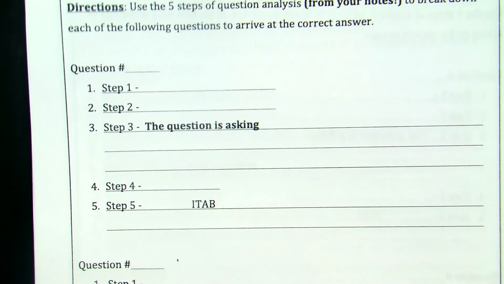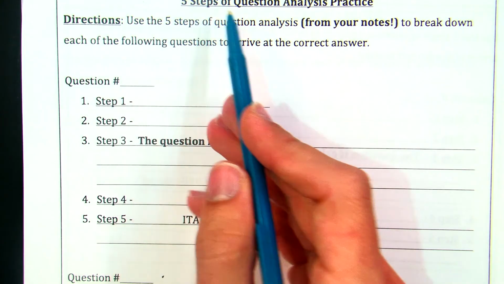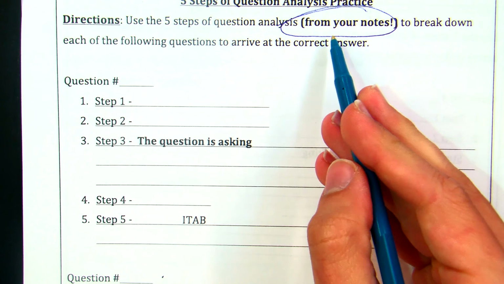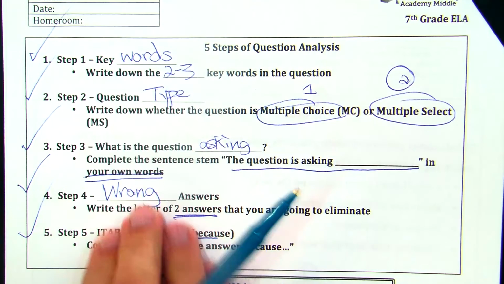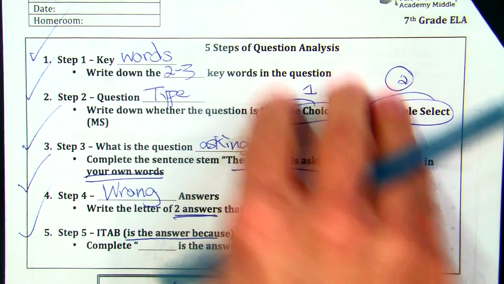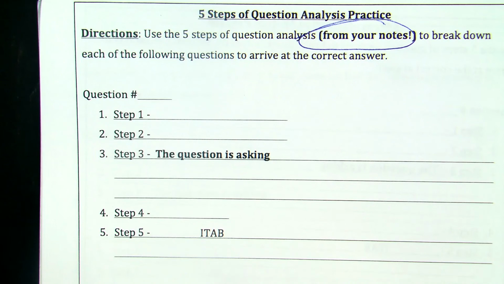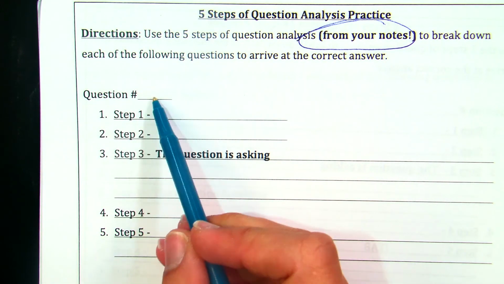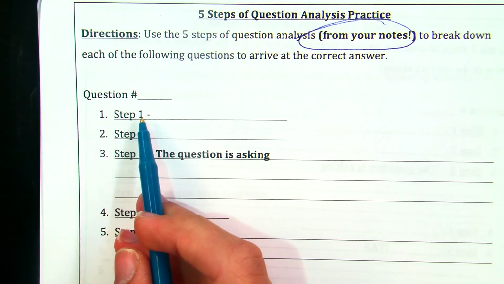So again, I'm going to flip over, and my directions say use the 5 steps of question analysis from your notes. Some of you were asking me last time. So if you need to, flip back here to review, obviously, what the 5 steps are. Use this as your key to help you as you go through the lesson today. Whatever question number you're working on, that's what you need to be putting here. So if you're starting with question 7, you're going to be writing question 7.